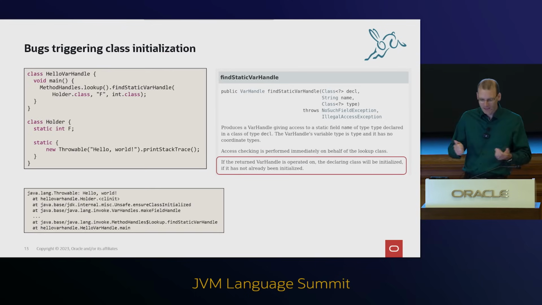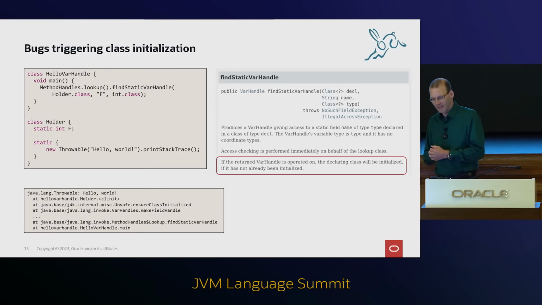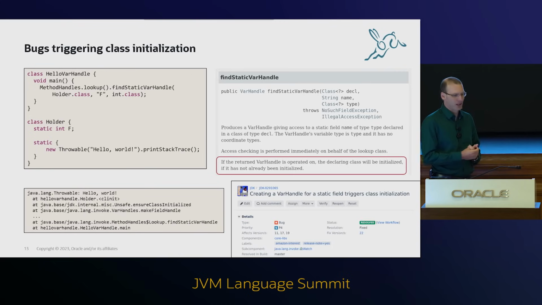But it is, because findStaticVarHandle has a bug, and when creating the var handle, it actually triggers initialization. It's interesting that this bug has been in the JDK since the beginning of var handles, which is, I think, Java 9. And finally, in JDK 22, it's getting fixed. Apparently, no one except us, when building native images, really observed this strange behavior that there's too early class initialization. But it is a problem, as I will tell you later on.